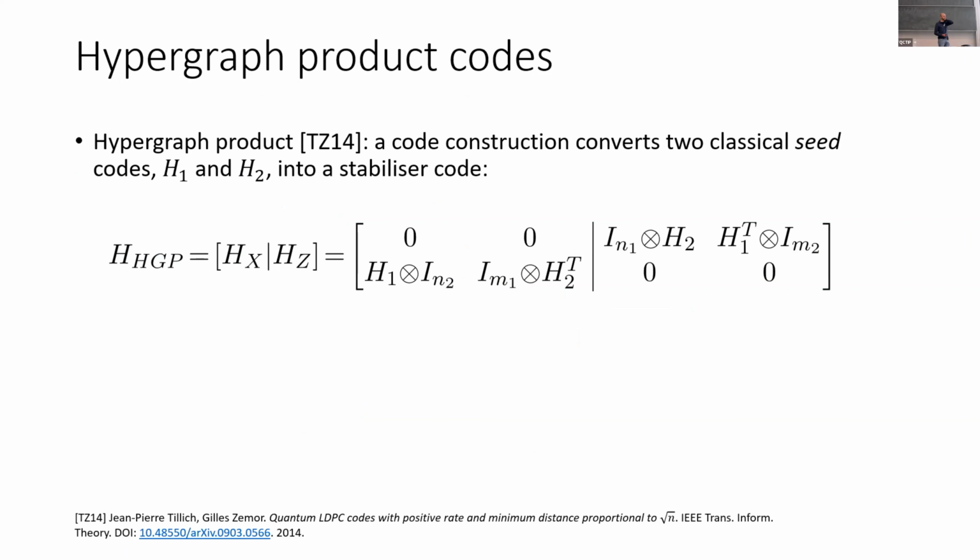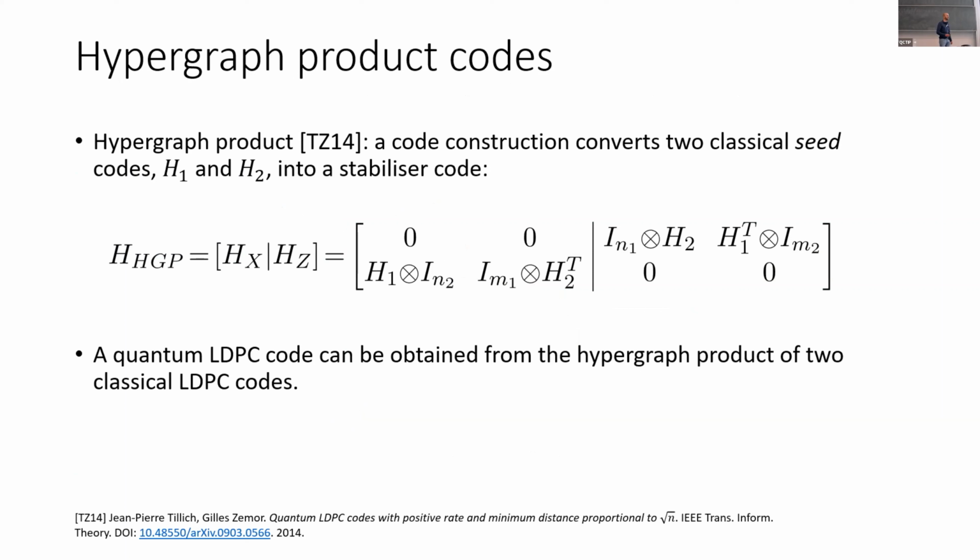So to go into that in a little more detail, a famous example of a quantum product construction is the hypergraph product. This takes two classical codes, H1 and H2, and then combines them as follows to create a set of X stabilizers, that's HX, and a set of Z stabilizers, HZ. And we can construct any quantum LDPC code simply by taking the hypergraph product of two classical LDPC codes.